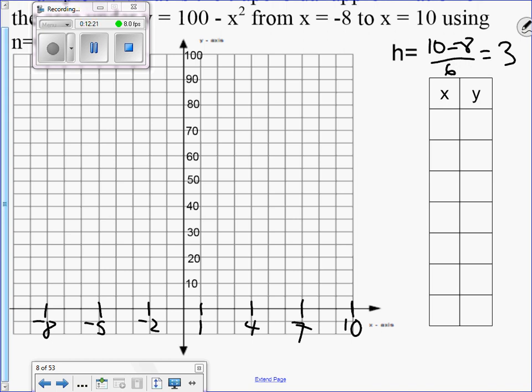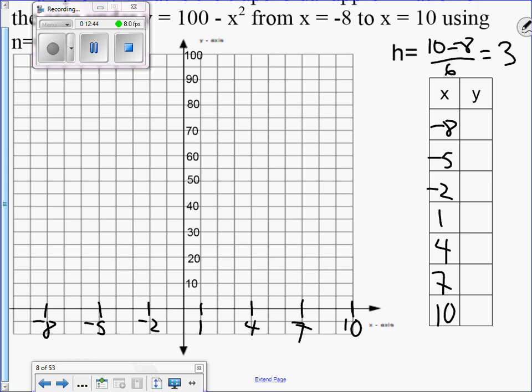Oh, look how nice. She gave us a table. Well, let's put that in here. So we want to make sure we know the y's at each of these values: -8, -5, -2, 1, 4, 7, and 10. Those are going to be our bases, those y coordinates. So let's get them. We don't need a calculator for this because this is nice and easy.